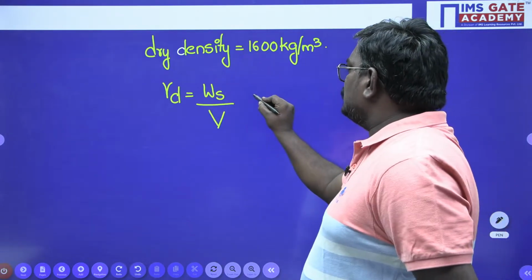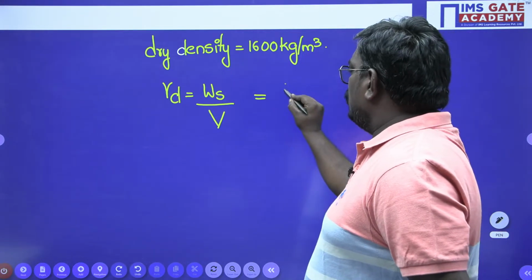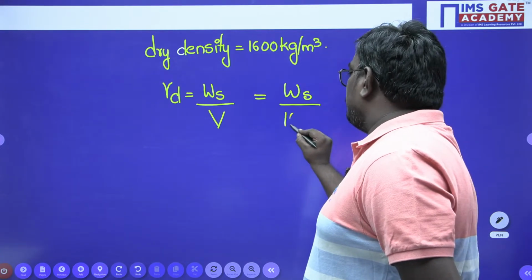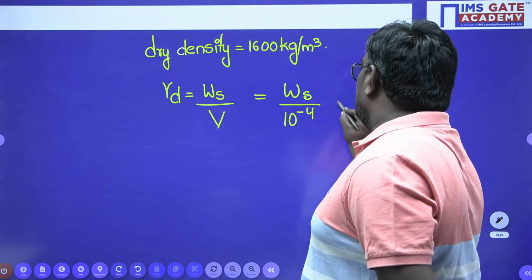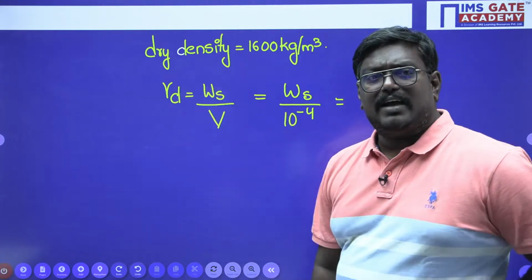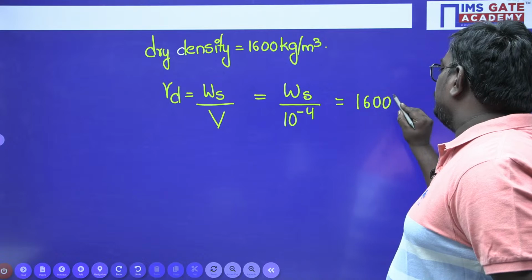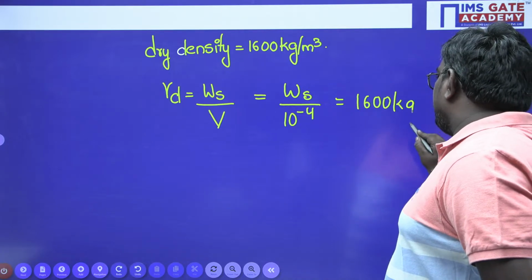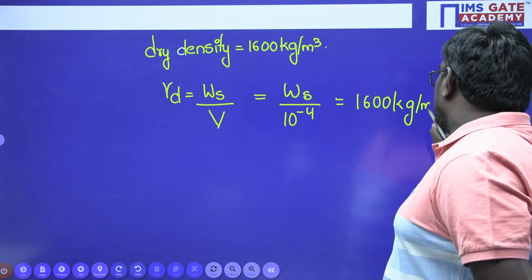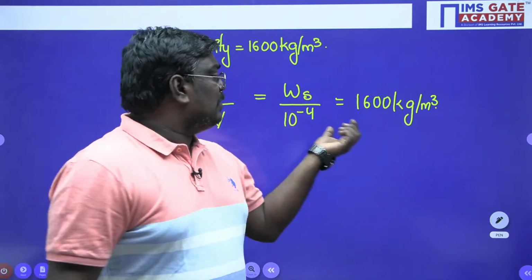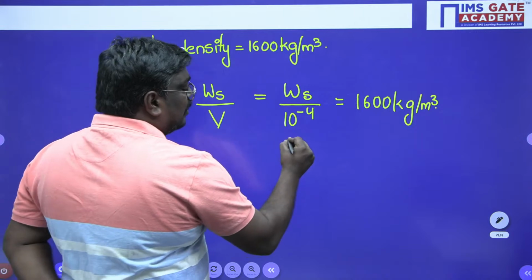What is the weight of solids here? We don't know, but you know the total volume is 10 power minus 4 meter cube, equal to, what is the gamma d value, students? It is 1600 kg per meter cube. So it is evident from this relation what is the weight of solids. From this relation, calculate what is the weight of solids.